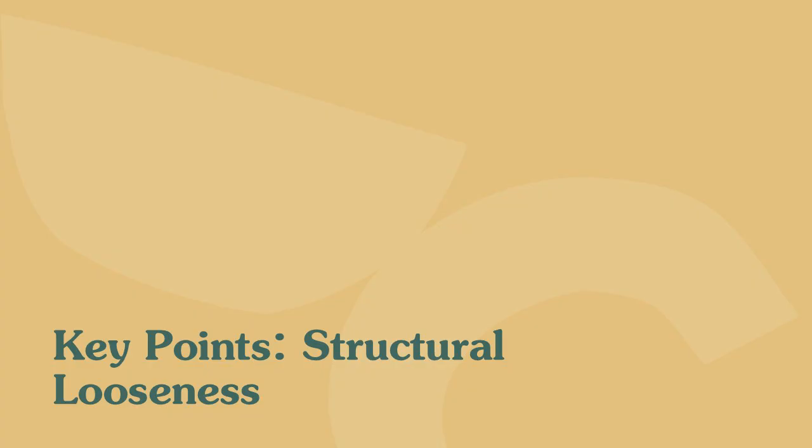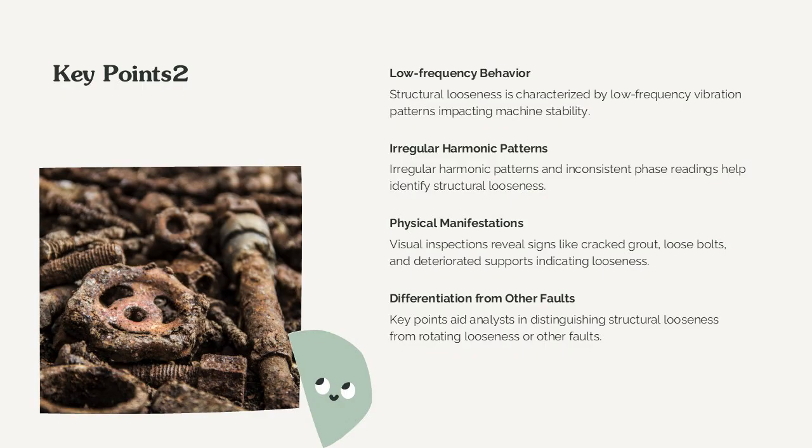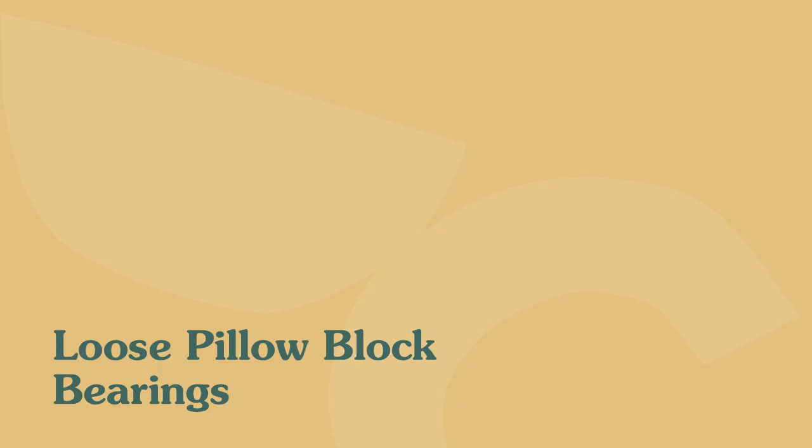Key points 2 of structural looseness. This slide provides a comprehensive summary of the presentation, revisiting the core principles of diagnosing looseness in rotating machinery. It highlights the distinct signatures of rotating looseness, structural looseness, and pillow block looseness across vibration domains. The summary reinforces the role of harmonic analysis, time waveform interpretation, orbit analysis, and phase measurement in forming accurate diagnoses. The slide concludes by emphasizing the importance of integrating vibration data with field inspection findings to achieve reliable and actionable maintenance decisions.